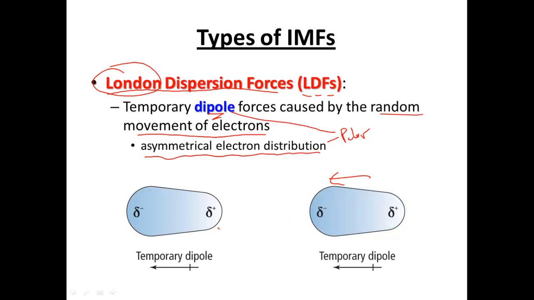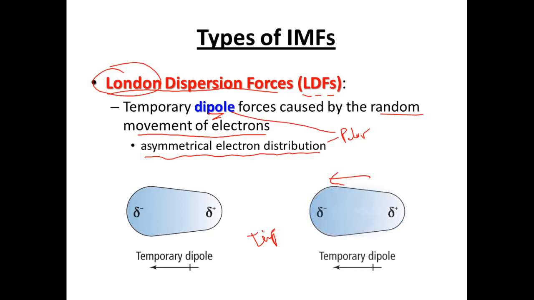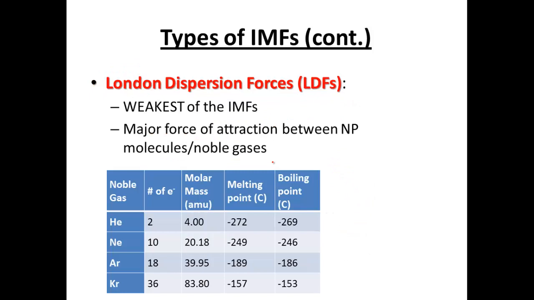And now that you have two temporary dipoles, because of the random movement of electrons, they can attract to each other temporarily. So this attraction here is temporary, because as soon as one of them goes back to looking like this, they stop attracting. Okay? So molecules switch back and forth like this all the time, and they temporarily attract to each other based on this. And that is the reason why these LDFs are the weakest of the IMFs.